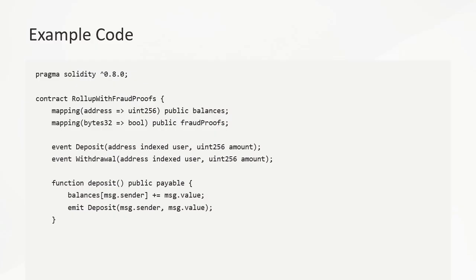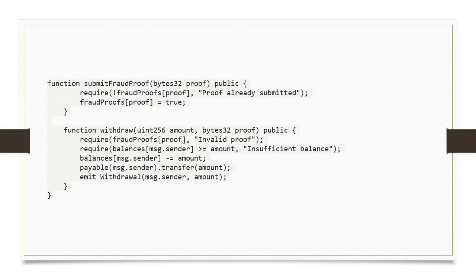Here is the example code we can look upon. Here is the contract rollup with fraud proofs, and the events, which are deposit and withdrawal, and the function which is deposit. And here are the remaining two functions, which are submit fraud proof and withdraw function. You can easily understand these codes as we have done these earlier.